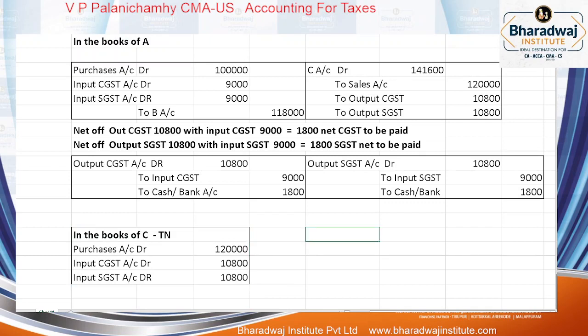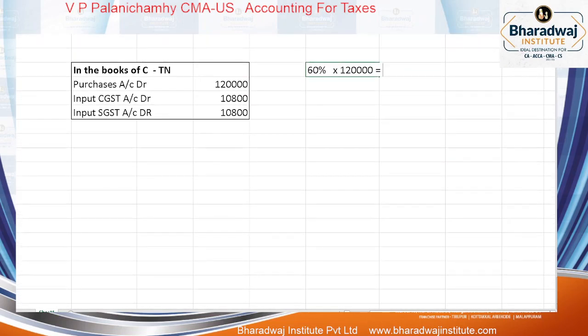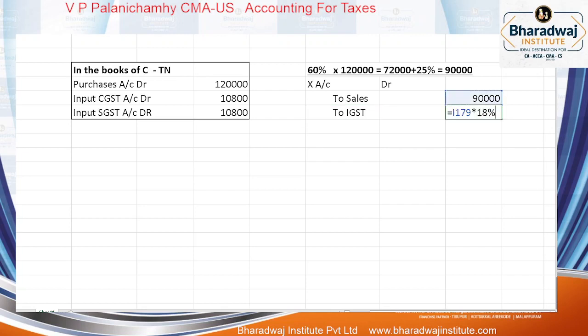When selling, to whom are they selling? 60% of the goods. How much markup? 60% of 1,20,000, how much do you get? 72,000 plus how much markup? 25% markup, how much will it be? 90,000. Is the 60% sold within the state or interstate? Outside the state. What entry will you pass? Whom is it sold to? X account debtor, to sales 90,000, to IGST 18%. Total comes to 1,06,200.